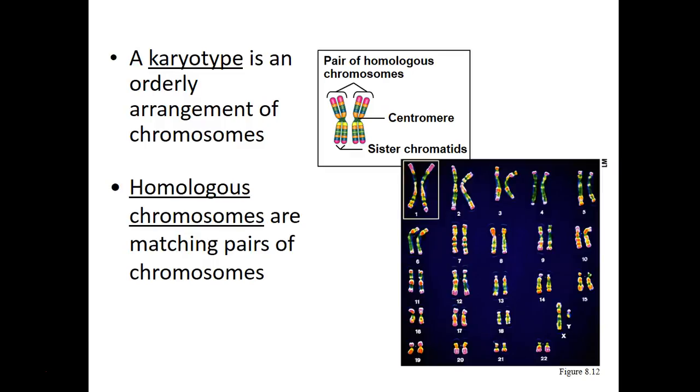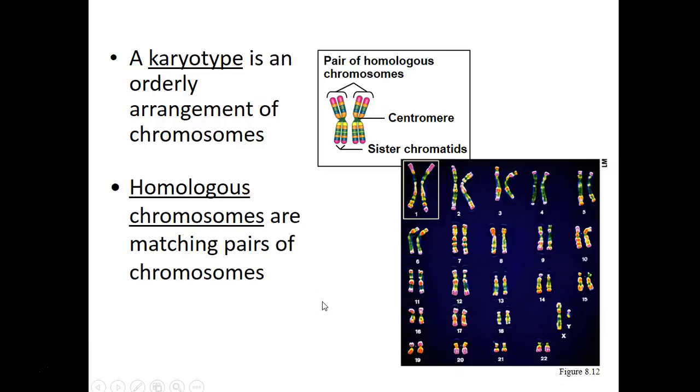A homologous chromosome is a chromosome that is part of a matching pair. So in this image here, you'll see chromosome labeled number 1, and there's 2 of them. One of them came from the mother and one came from the father, and so on and so forth. This individual happens to be male. They've got one X chromosome and one Y chromosome.